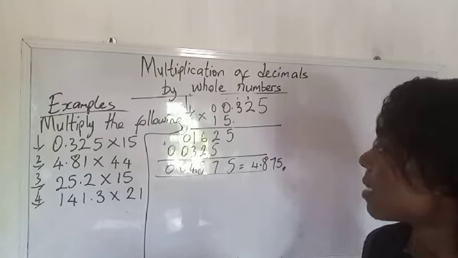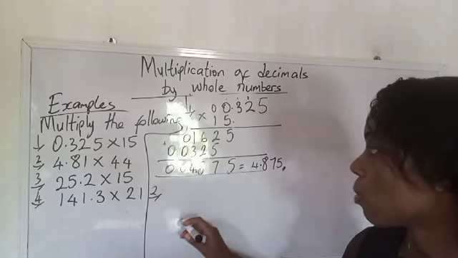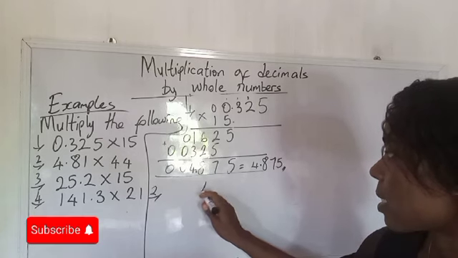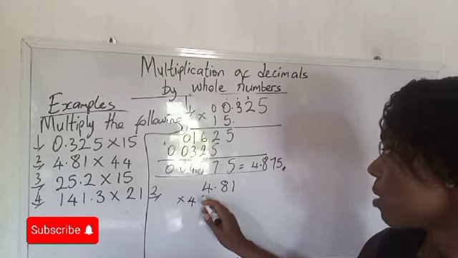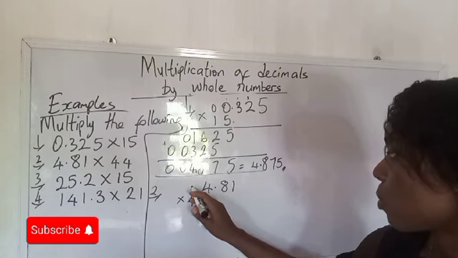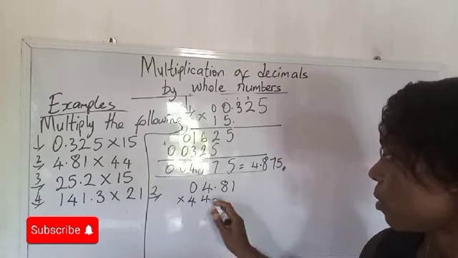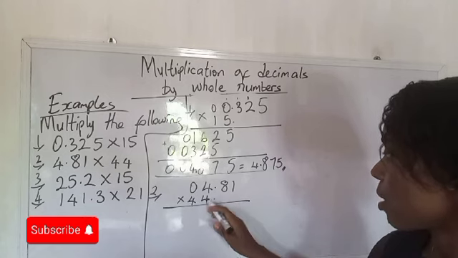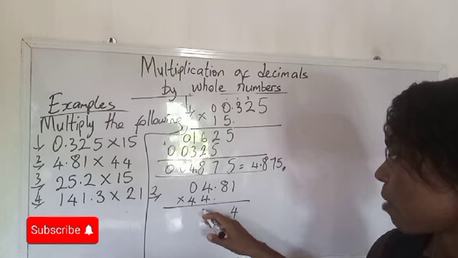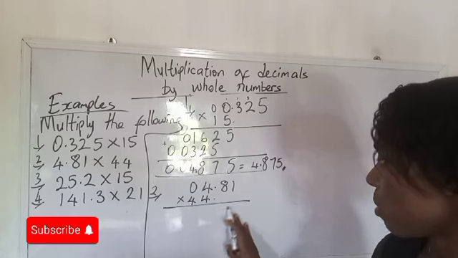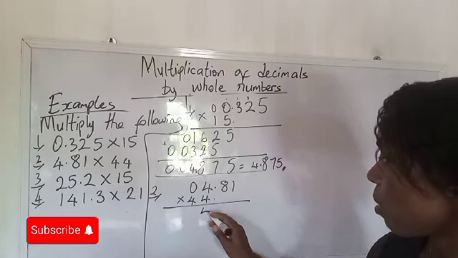Okay, let's see more examples. Number 2, we have 4.81 times 44. Since there's no number here, I can put my 0. So let's multiply. 4 times 1 is what? 4. I don't put my answer here. I put it rather under the number with which I am multiplying. 4 times 1 is 4.